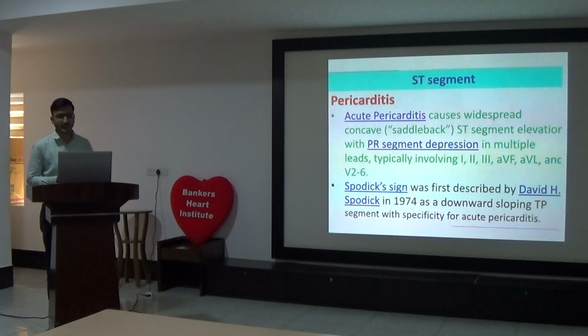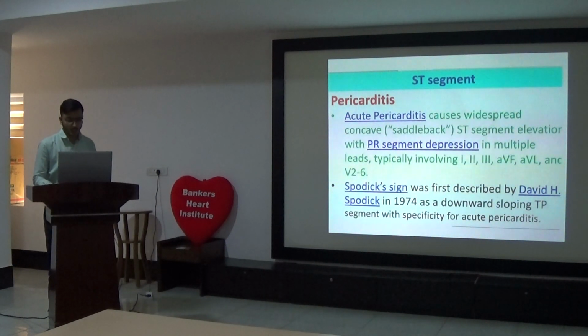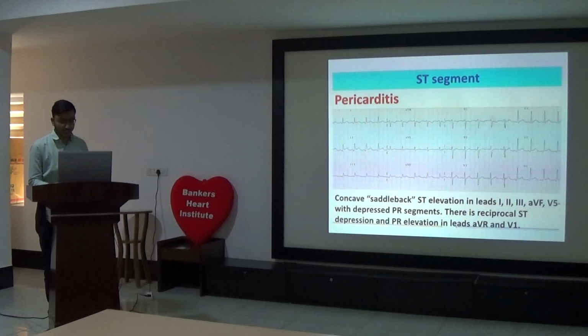The third cause is pericarditis. Acute pericarditis causes widespread concave ST segment elevation with PR segment depression in multiple leads, involving all the leads except AVR. In ST segment elevation myocardial infarction there is convex shape of ST segment elevation, while in pericarditis there is concave shape of ST segment elevation. So concave saddleback ST elevation in leads V1, 2, 3, AVF, V5, V6 with depressed PR segment. The PR segment will be depressed in pericarditis, while it will be normal in ST segment elevation myocardial infarction.